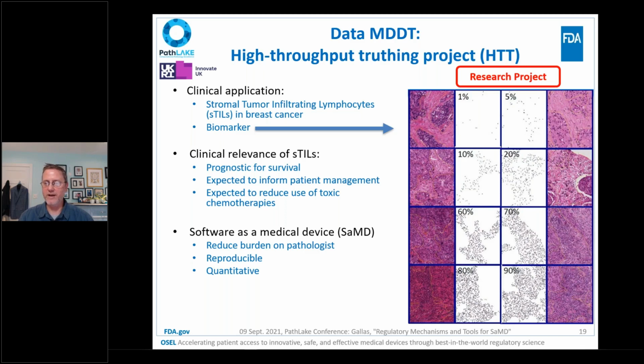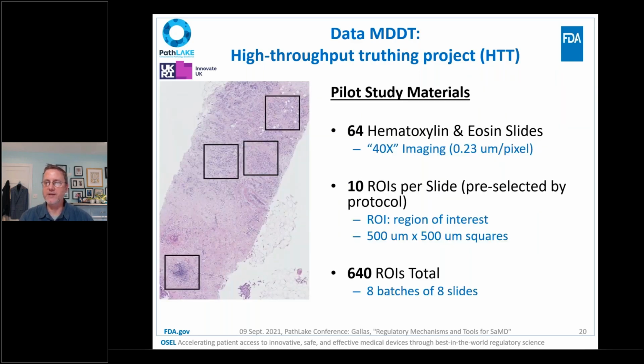Many of you might know that TILs are prognostic for survival. And we really believe once the TILs evaluation gets into the patient record regularly, it will be used to inform patient management. And really the goal is to reduce the use of toxic chemotherapies, because the more TILs we see, the better the prognosis with the patient without any therapies. So that's something we're looking forward to. And we imagine a software as a medical device to do this task, to reduce the burden on the pathologist and to help the patient get measurements that are reproducible and quantitative, and so that we can really establish thresholds for making patient management decisions.